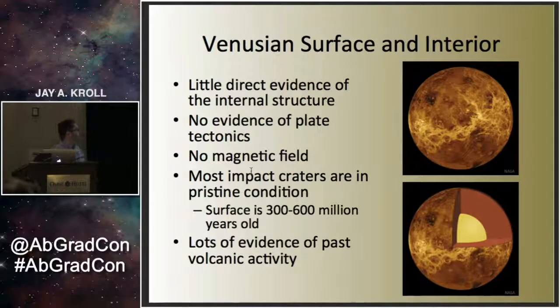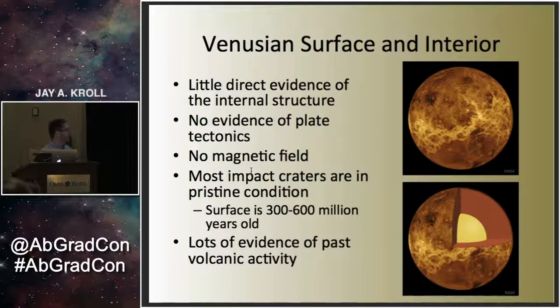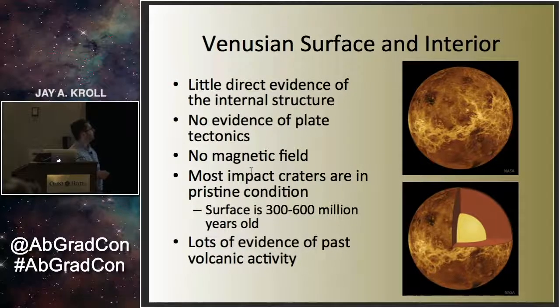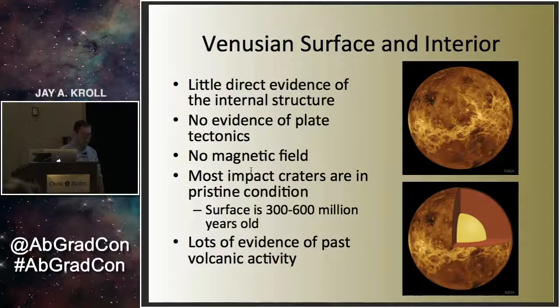However, most of the impact craters are almost in pristine condition. The surface is very young, only about 300 to 600 million years old. And there's been a lot of evidence of past volcanic activity. And so what we think happens on Venus is that we don't have any of these plate tectonics right now, but the mantle slowly heats up, and at some point there's enough energy to actually disrupt the crust. And then we see massive turnover of the surface and resurfacing of the entire planet.